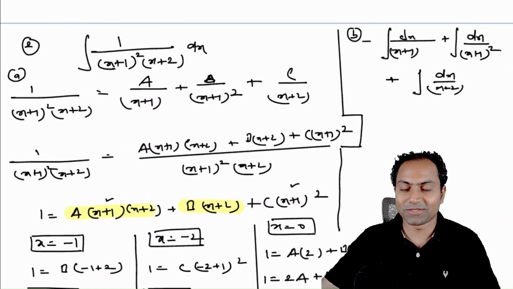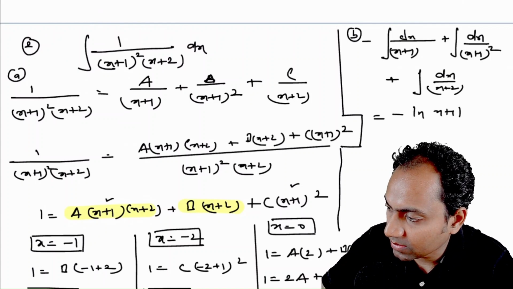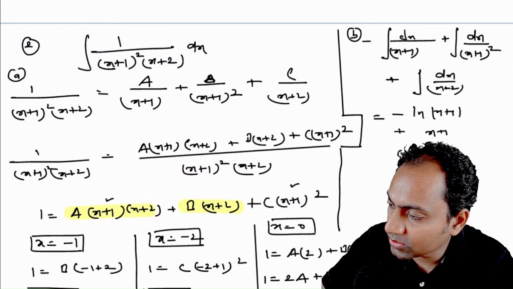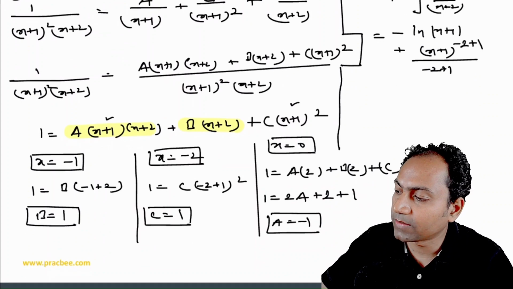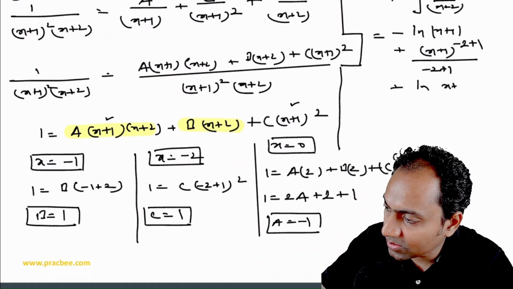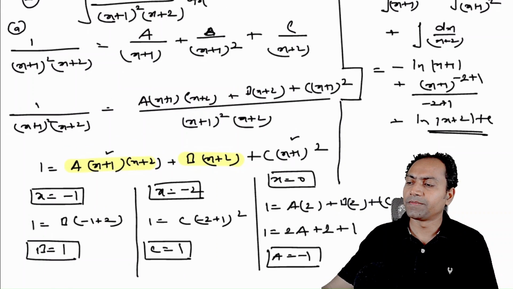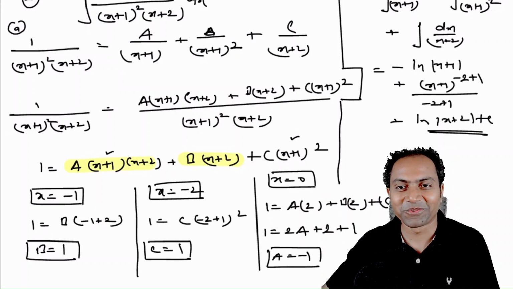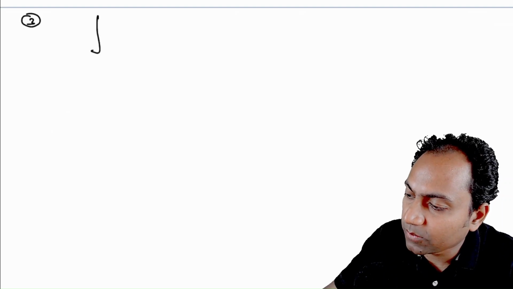If I integrate this, the first part becomes nothing but minus of ln of mod x plus 1. The second part would become nothing but x plus 1 raised to the power minus 2 plus 1 by minus 2 plus 1. And the third part would become nothing but ln of mod x plus 2 plus c. So you can see that it is very simple, very elementary. All we need to do is split it into partial fractions and then apply basic integration to get to an answer.